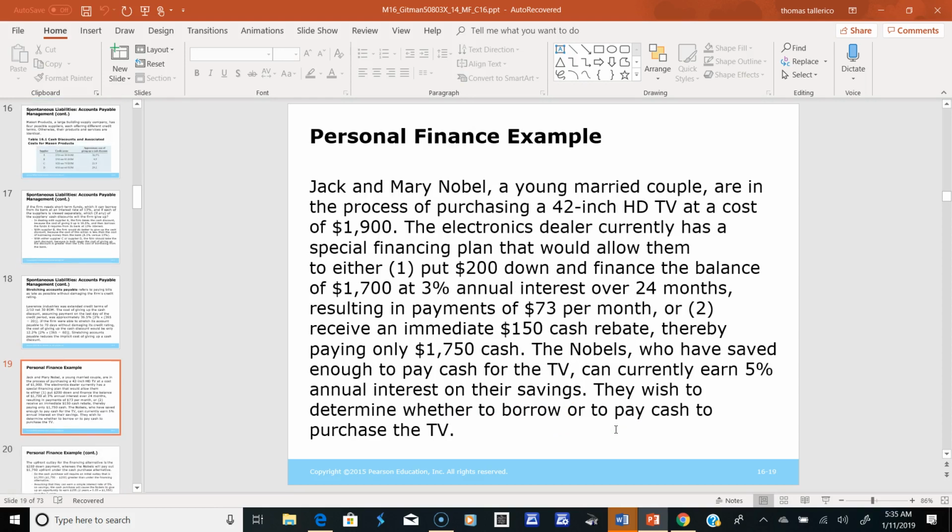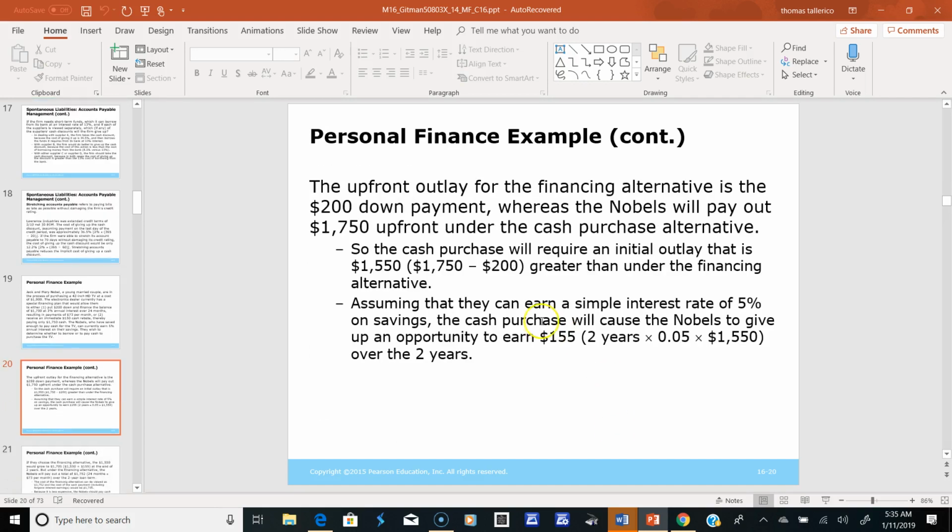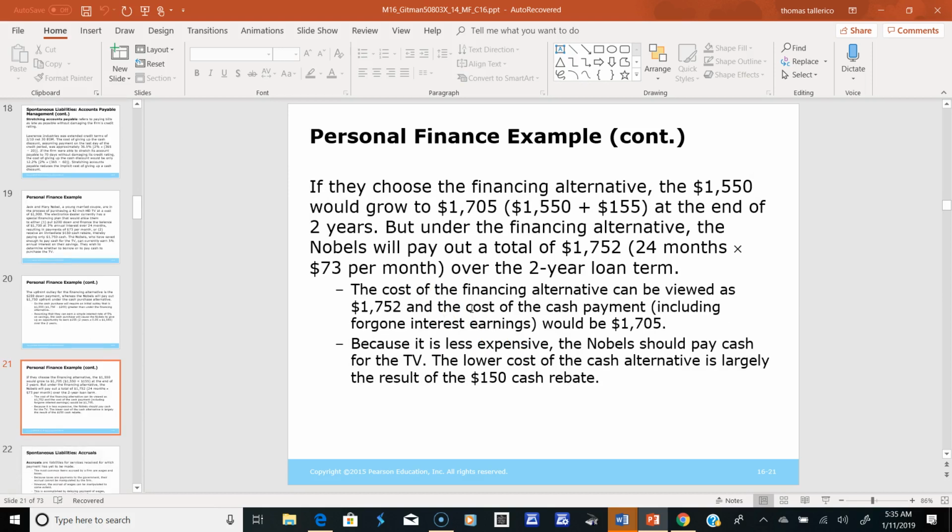And here's a personal finance example of that, and here's the breakdown of what they should do. So the end result is the cost of financing is here. They want to buy a TV or something like that, and it's less expensive than paying cash, so nobody should pay cash for the TV. The lower cost of the cash alternative is largely the result of the $150 cash rebate.